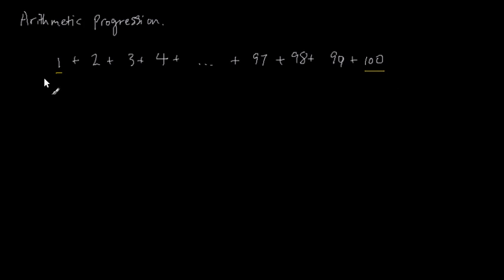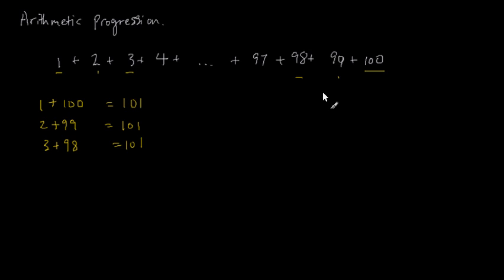One and 100. Now what if I add the first term to the last term? If I add the first term to the last term, I get 101. Alright. Now think about adding the second term to the second last term. 2 plus 99. This will give me 101 again. If I take the third term, and I take the third term from the end, 98. If I add 3 to 98, you see that I get 101 again.